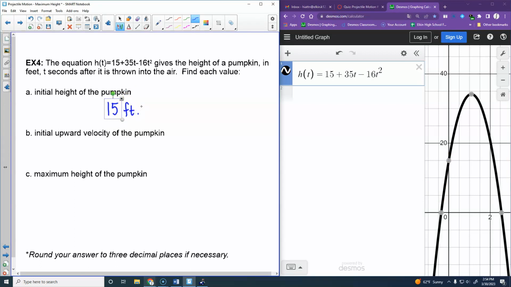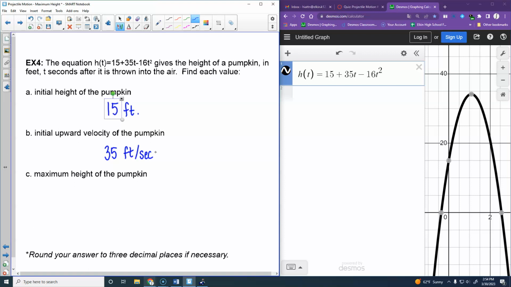Okay? All right. Let's see, Rosalind, what would our initial upward velocity be for this pumpkin? It's 35. And 35 is going to be feet per second. We measure velocity in distance divided by time, so feet per second for these particular problems.